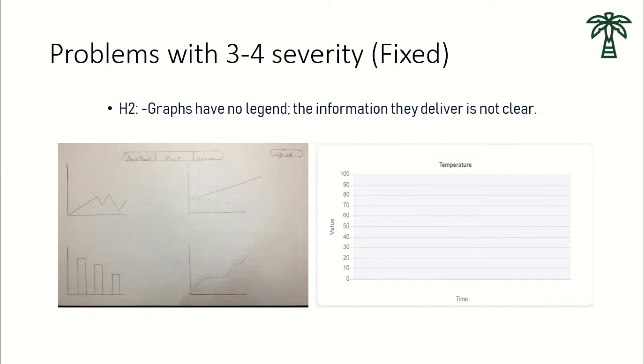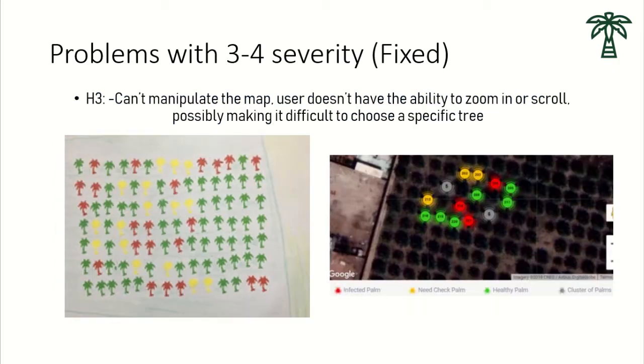Now for the second problem, the graphs have no legend. The information they deliver is not clear. Now we show the types of values in the x and y axis. So as you can see, the time and the value and the name of the graph, which is temperature.